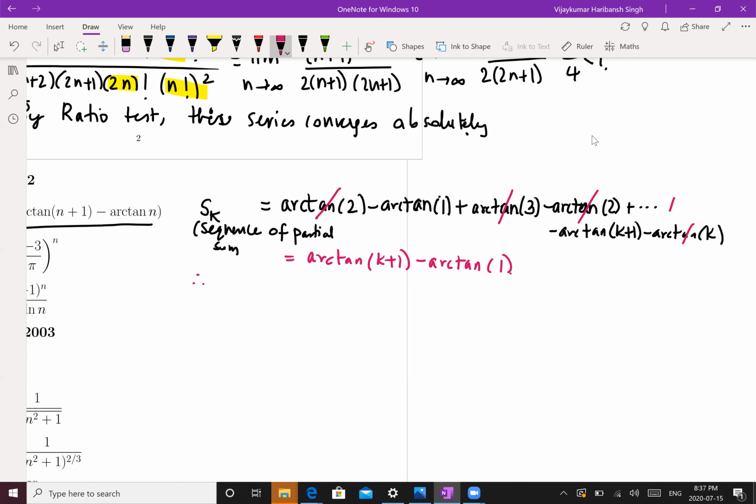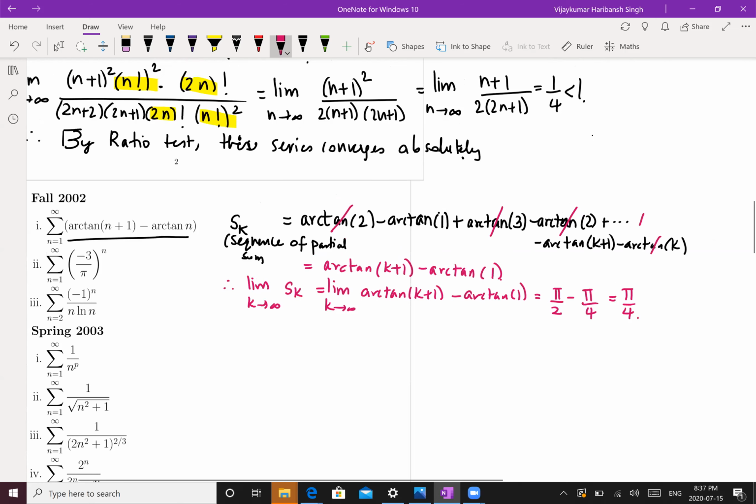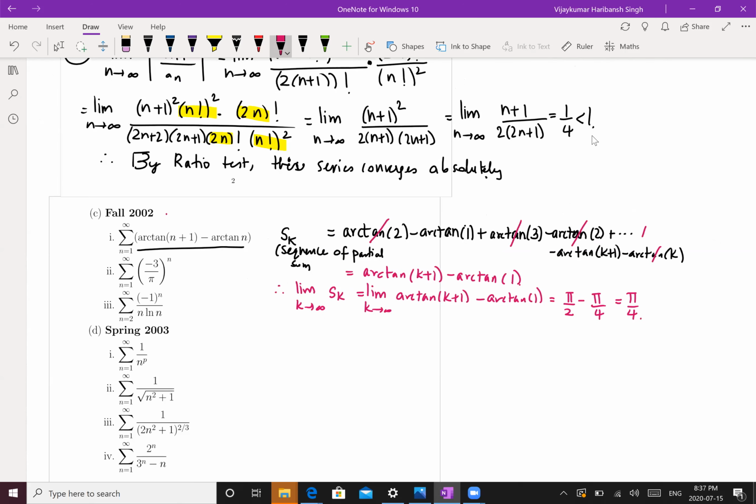So therefore, what is the limit as k goes to infinity of S_k? That is the limit as k goes to infinity of arctan of (k+1) minus arctan of 1. Now, as k goes to infinity, arctan goes to pi/2. And arctan of 1 is pi/4. So therefore, this series converges to pi/4. This is an example of a telescoping series.